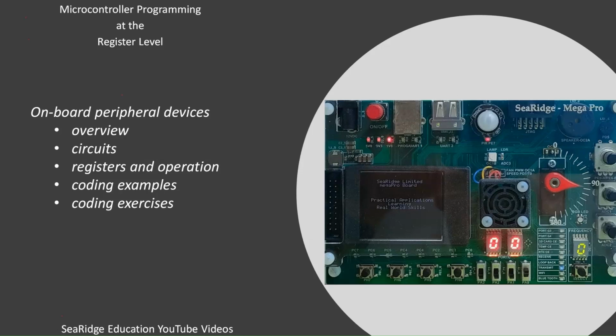ATmega2560 onboard peripheral devices. I give an overview for each device. I show circuits. I explain the registers and how you would use them in operation. I give coding examples, and then I give you coding exercises where you can try and solve some problems yourself.